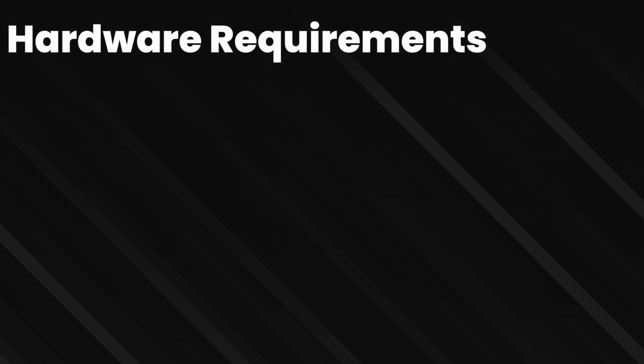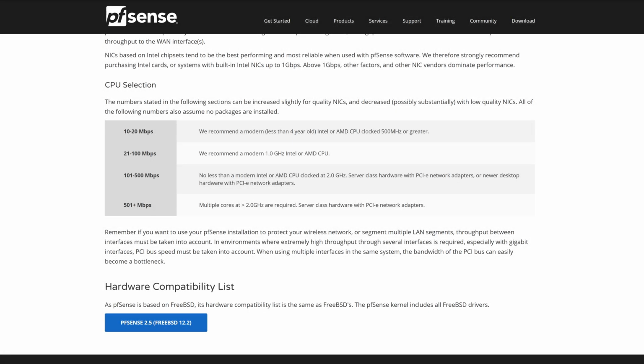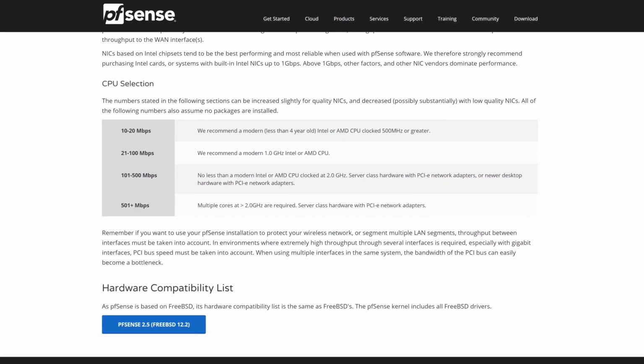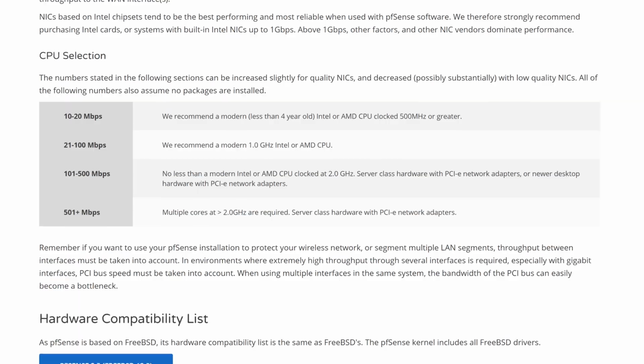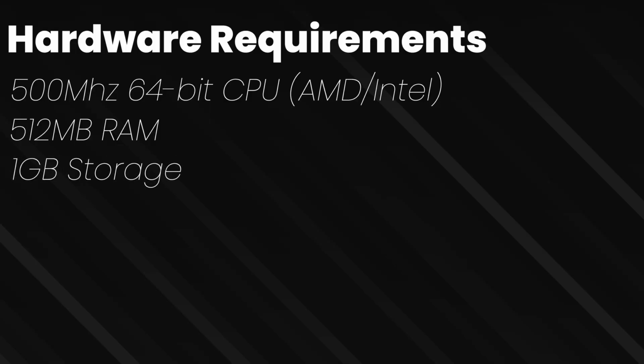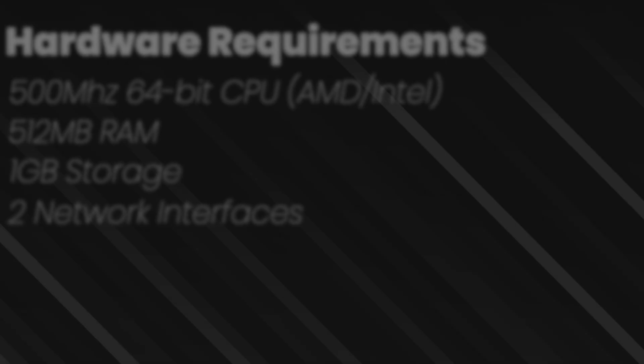Okay, let's get the requirements out of the way for pfSense. To run pfSense, you're going to need a minimum of a 500 MHz 64-bit CPU and a minimum of 512 MB of RAM. That being said, you need to make sure that you choose hardware that will meet your requirements. The pfSense.org website has a great breakdown of how much CPU power you will need depending on your expected throughput. For example, if you've got a 1 gigabit internet connection at home, then you need to make sure your CPU has multiple cores and runs at least 2 GHz. You'll also need 1 gigabyte of storage to house the full install. We'd also recommend that your host has at least two network interfaces, one to connect to your ISP and one to connect to your home LAN.